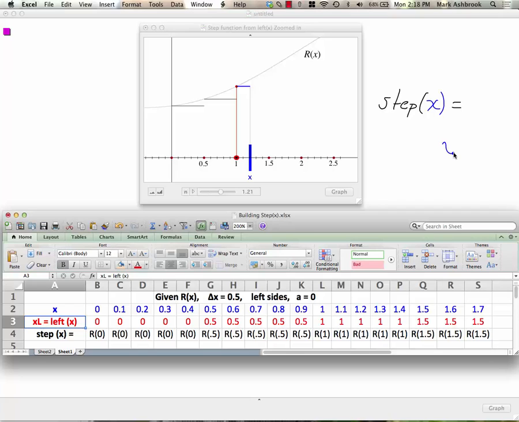So we start with the current value of x and we put it into left first. And then we take that and we do what? We put that into right. Look, one line version of step. Take the current value of x, put it into left. Take the value of left, put it into right. It gives you that step function.